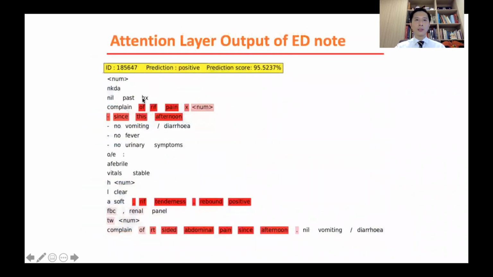So this is the attention layer output of the ED note. So you can see that the words are highlighted here in red. The density of the color gives you the weight which the machine has given to these particular words and sentences. In this particular case, it predicts a high risk of appendicitis, and these are the features that it has chosen to be important to that diagnosis.